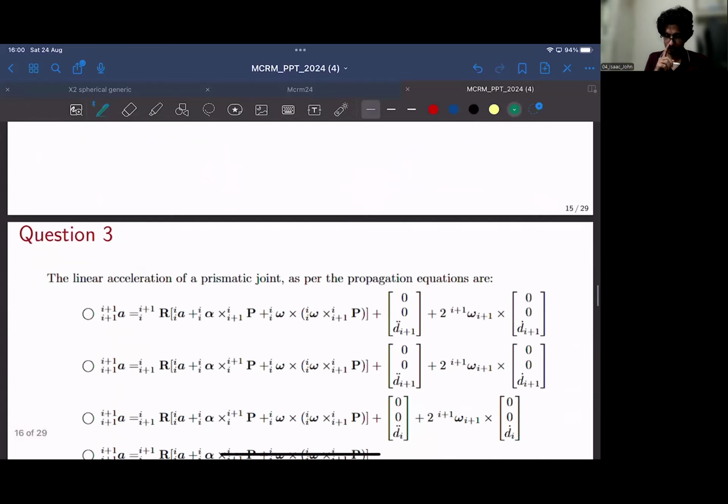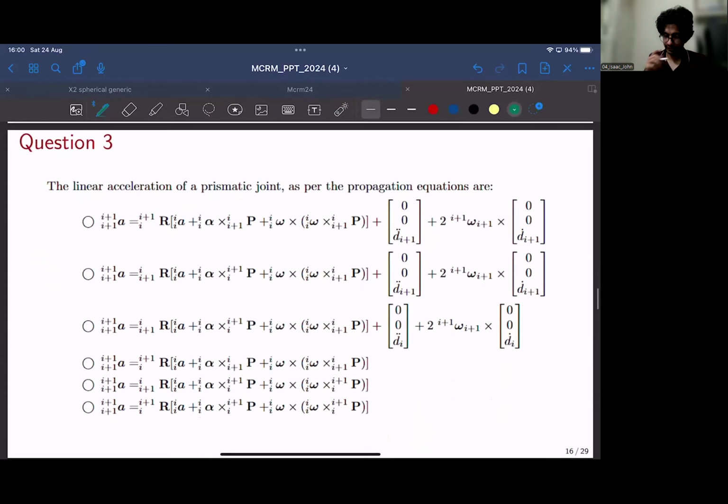Solution. Now moving on to question 3. The linear acceleration of a prismatic joint as per the propagation equations is. We know that the propagation equations of a prismatic joint are much lengthier. The acceleration of a prismatic joint has more terms than a revolute joint. So out of these, which of them is the correct option?